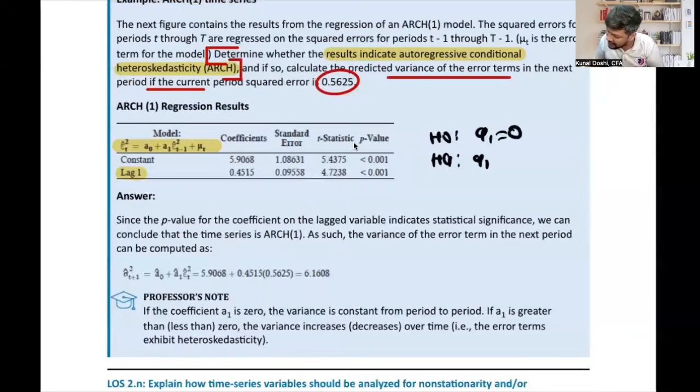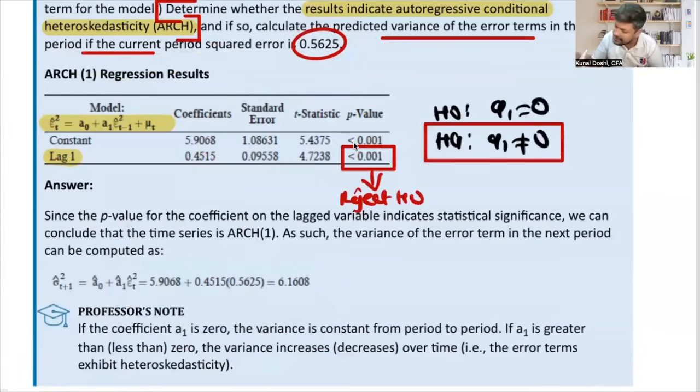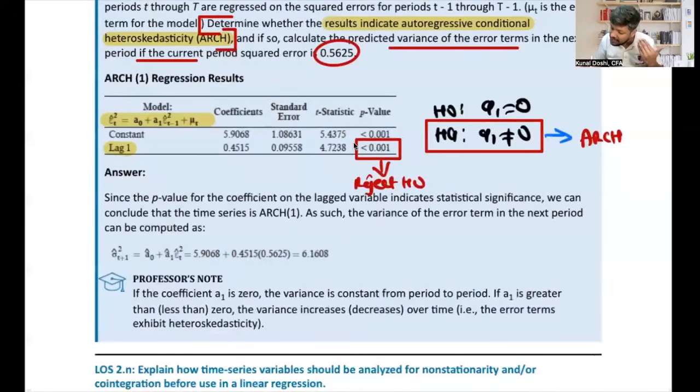Here I will see the p-value is way below 1%. So my conclusion will be to reject the null. When I reject the null, I accept the alternative. That means a1 is not equal to 0. Not equal to 0 means it has conditional heteroskedasticity, because it is significant. Am I correct? Since the p-value on the coefficient is very low, we conclude that the time series is ARCH(1). As such, we can predict the variance of the error term in the next period.